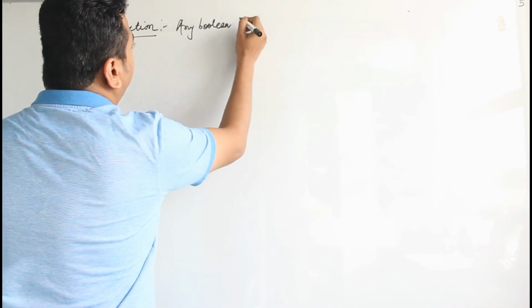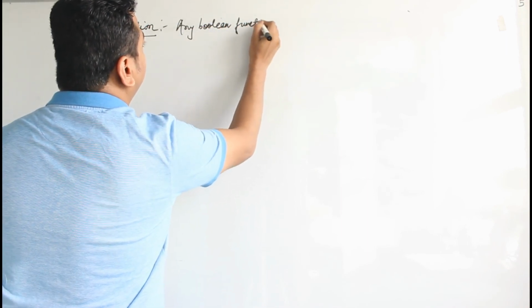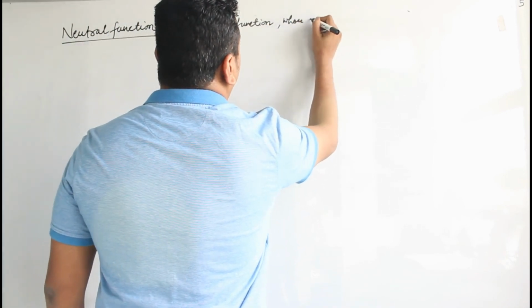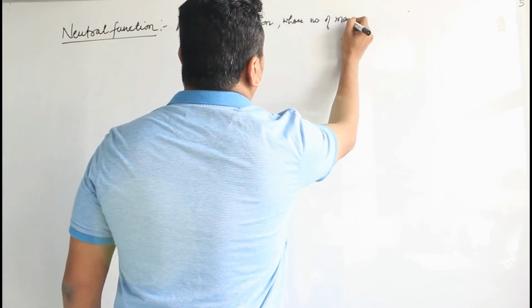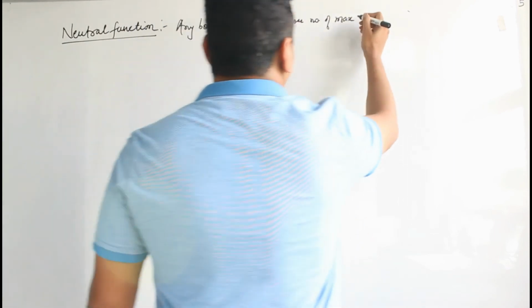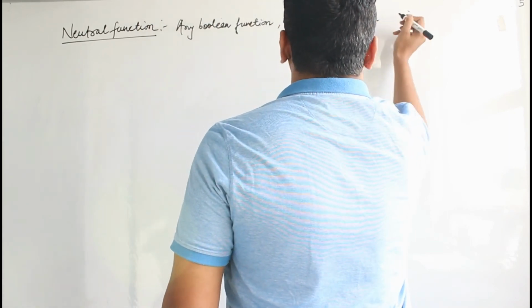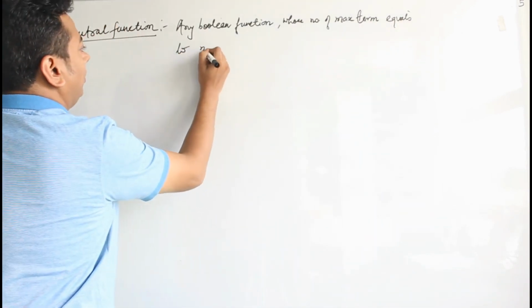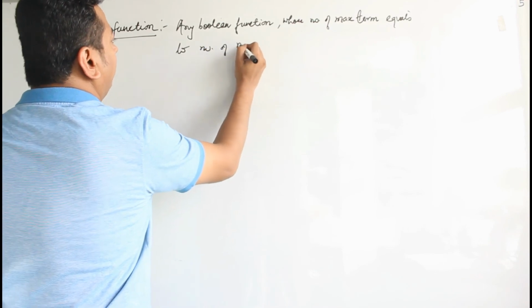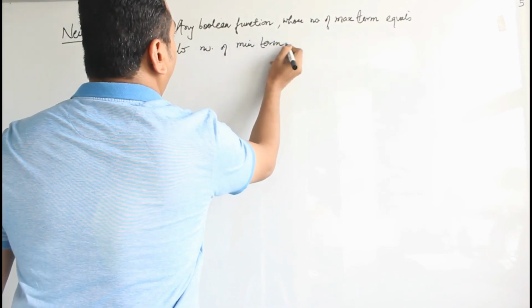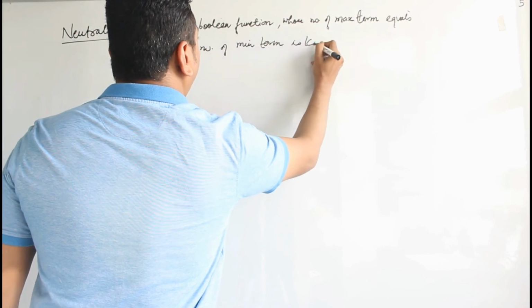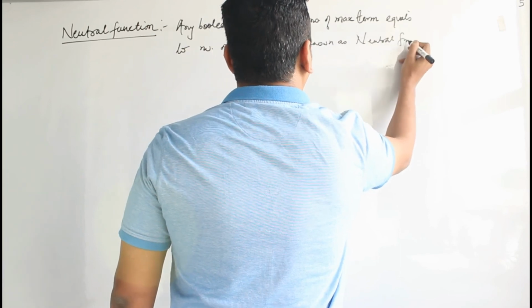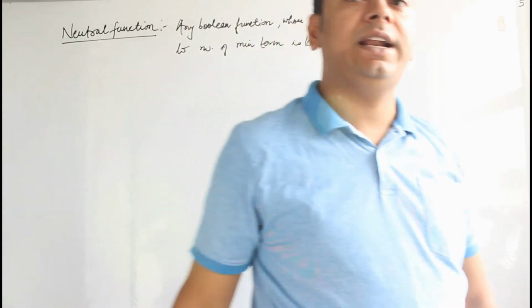Any Boolean function whose number of max terms equals the number of min terms is known as a neutral function, right?